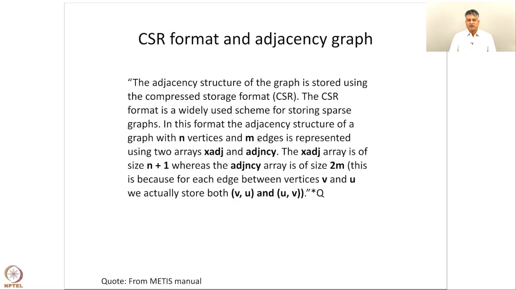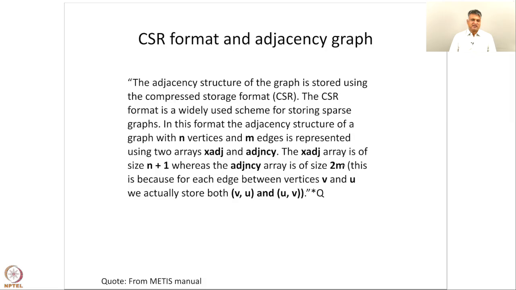In this format, let us assume that you have n vertices, or n elements, or n degrees of freedom, and these n vertices are connected via m edges. M is the total number of edges in the entire system, not just at each vertex. Now we can represent this using just 2 arrays. One is called XADJ, the other one is called adjacency.